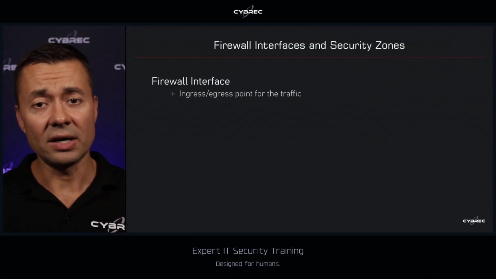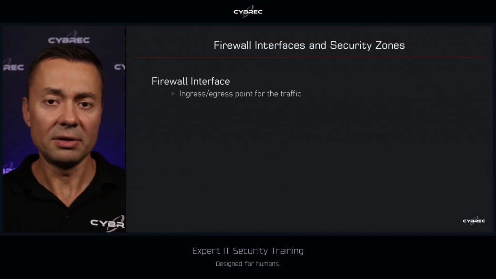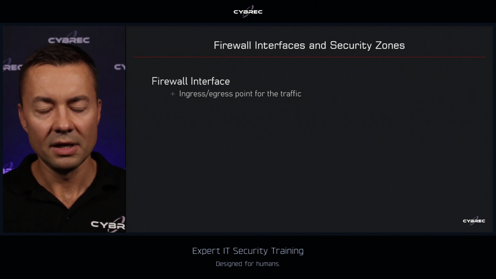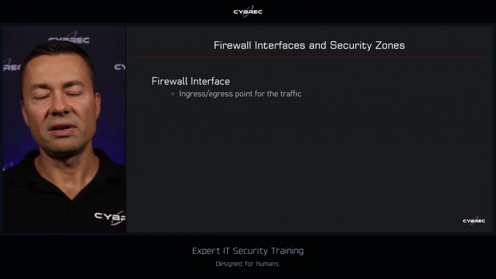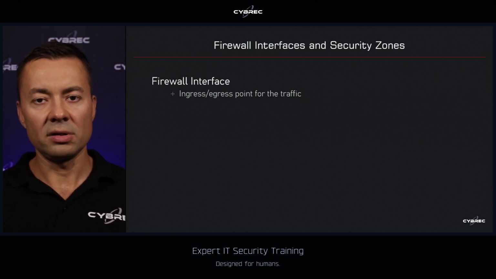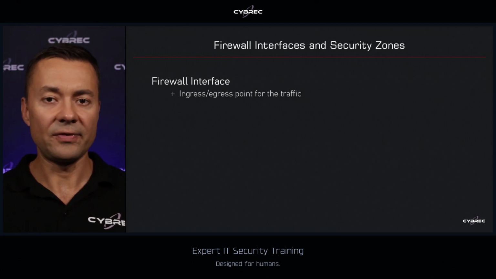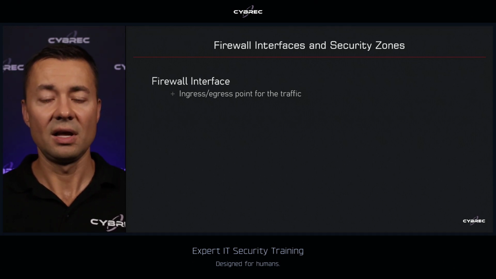It is now time to start thinking about building connectivity in our network. We will accomplish this by configuring firewall interfaces. You can think of an interface as a point where the traffic enters the firewall or leaves the firewall after being processed.